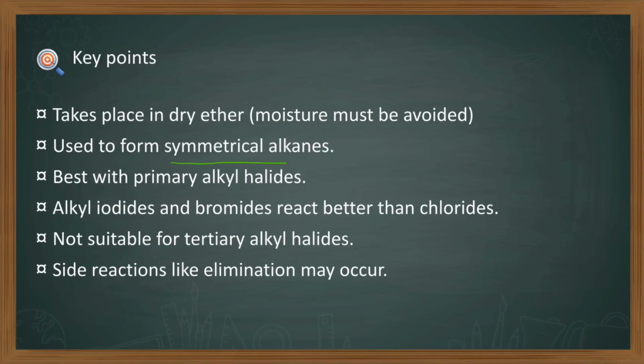This, as we have already seen, is very much suitable for preparing symmetrical alkanes, and this reaction gives the best results with primary alkyl halides. When we take different alkyl halides, alkyl iodides and bromides react better than alkyl chlorides under Wurtz reaction conditions. This reaction is not suitable for tertiary alkyl halides. In addition to the coupling product, sometimes we get elimination products as side products.